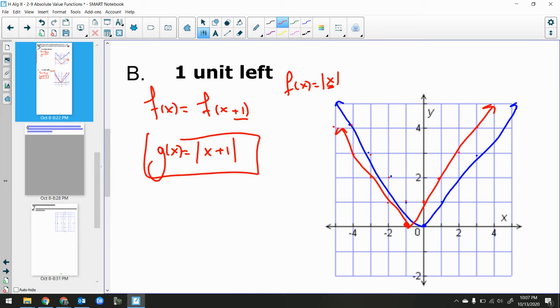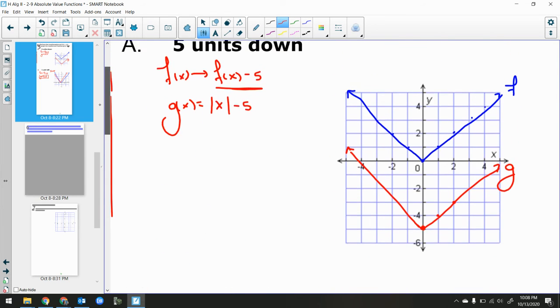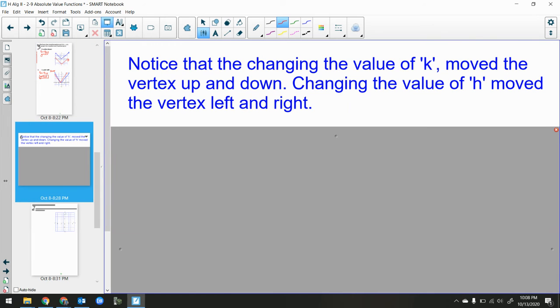All right, so this is on the back of the guided notes now. We see that shifting left and right does something to the inside. Shifting up and down does something to the outside of the absolute value. So they are really independent of one another. So if I shift left, right, and shift up, down, it's not going to change one another. So what I'm saying here is that I can actually create what's called the vertex form of an absolute value function. And that's what you see there on your guided notes.